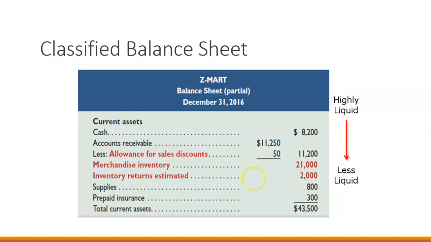We then have a classified balance sheet where we have our accounts receivable account, and then a contra asset, the allowance for sales discounts. This recognizes that people do owe us money for accounts receivable, but if they pay us within our credit terms, they're going to get discounts. The allowance is what we have estimated, assuming everyone that currently owes us money pays within the discount period. And we have our merchandise inventory and those estimated inventory returns.